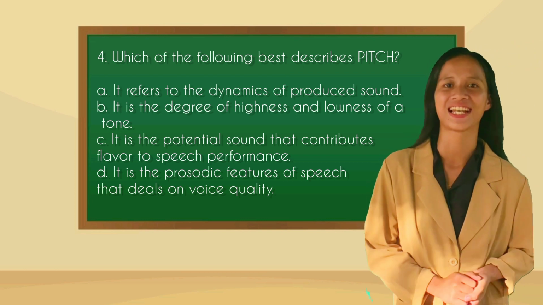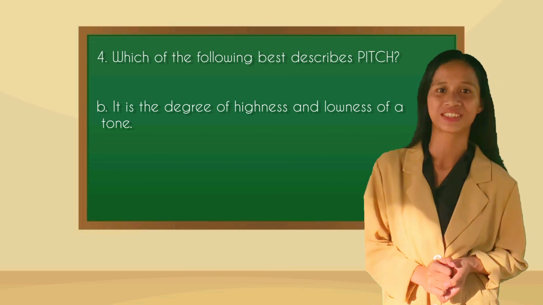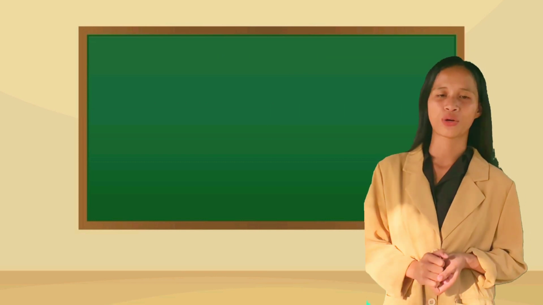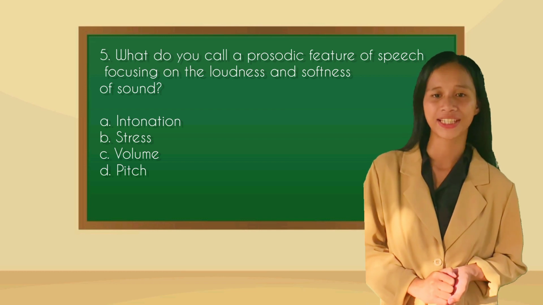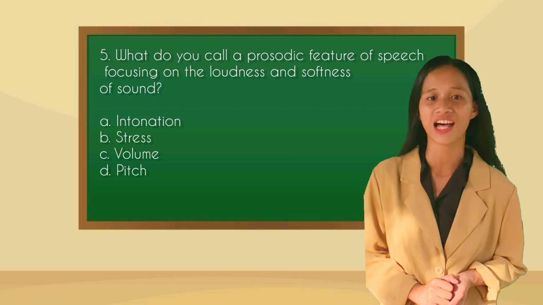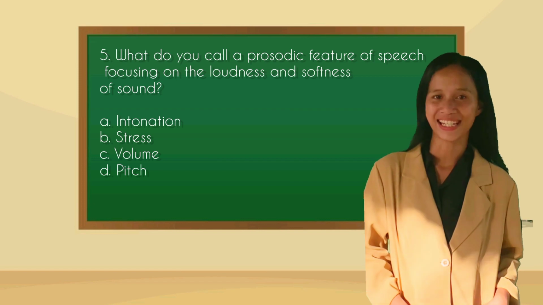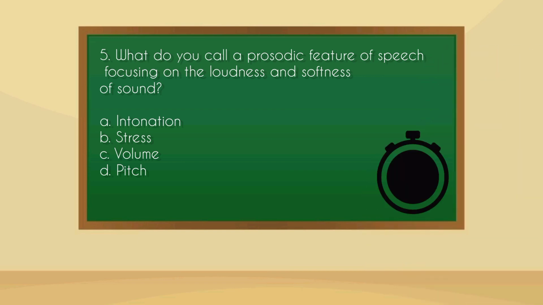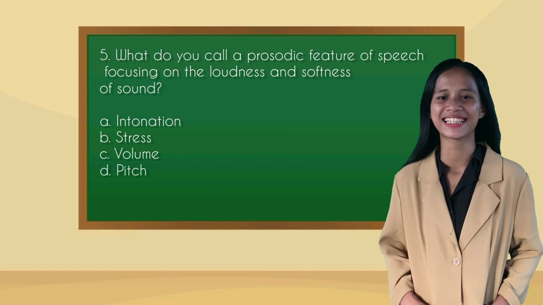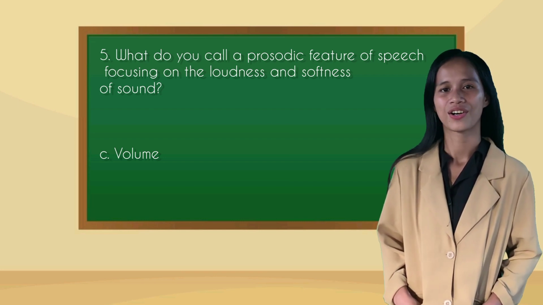The correct answer is letter B. That is correct. It is the degree of highness and lowness of a tone. And for the last question, number 5. What do you call a prosodic feature of speech focusing on the loudness and softness of sound? A. Intonation. B. Stress. Letter C. Volume. Or letter D. Pitch. The correct answer is letter C. That is correct. The correct answer is letter C because it's volume.